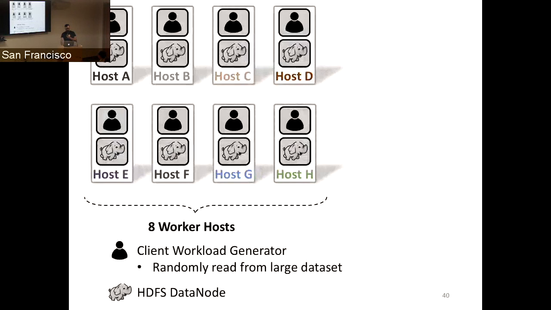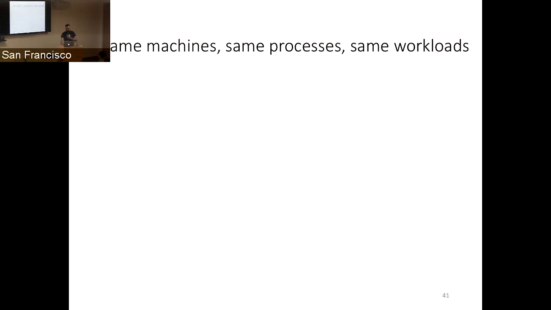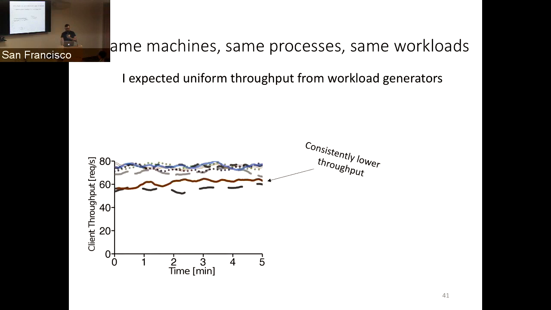Okay, great. So now we have 8 worker hosts, and you have a workload generator that tries to randomly read from a large data set. So you expect to see uniform use of these hosts because you're doing this totally randomized thing. And so he wrote this test case because he was getting weird behavior. Fine. So you have this name node, and he expected uniform throughput. That's not what he got.